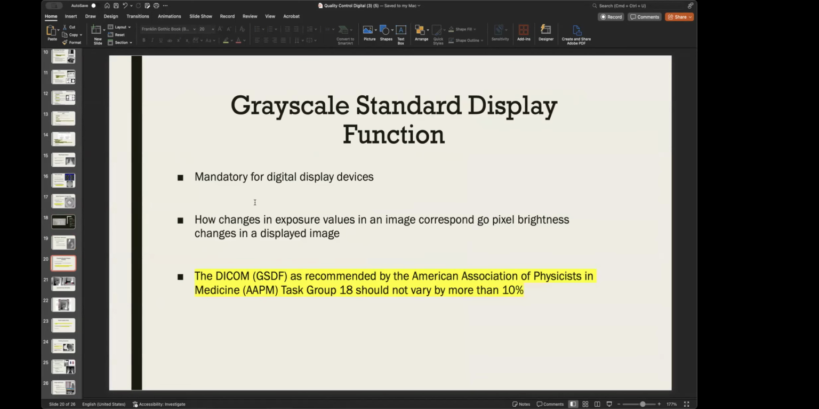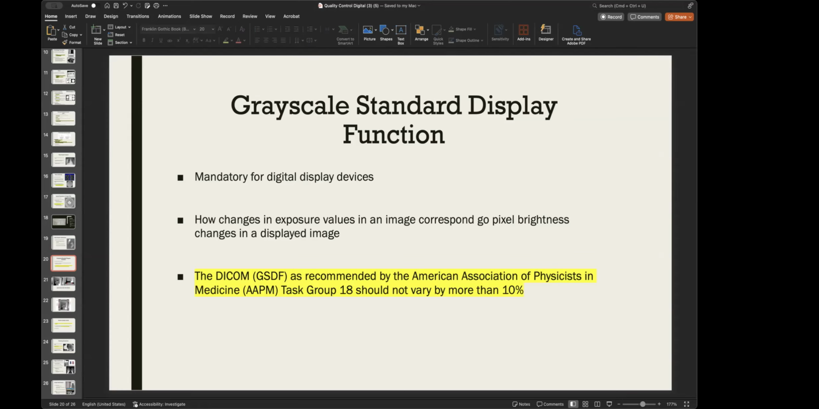The grayscale standard display function. So this is something that deals with our monitors, okay? And so the American Association of Physicists in Medicine said that the grayscale standard display function cannot vary more than 10%. Again, guys, like I said, there's not really anything I can do to help you remember this other than say this is a remembering point.